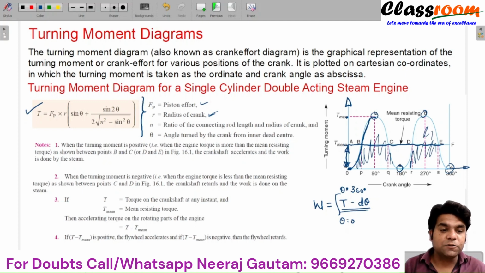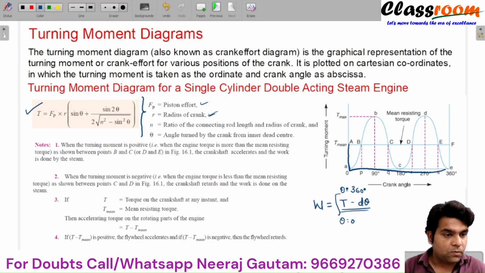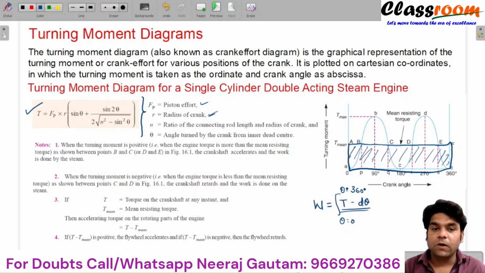And the area under this mean torque, that means the area under this AFEO, I will clear the figure for you once again. The area under this rectangle A F small a small e is the mean resisting work done by the engine. When the turning moment diagram is negative, that means the engine is absorbing power. And when the turning moment diagram area is positive, that means the engine is developing power.